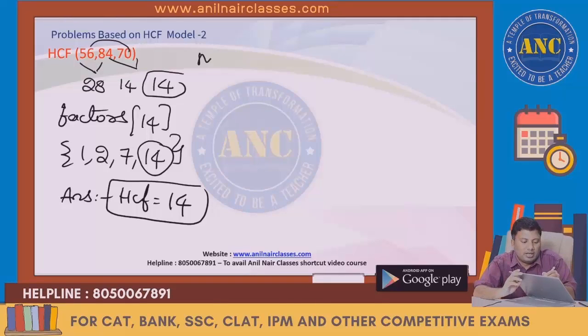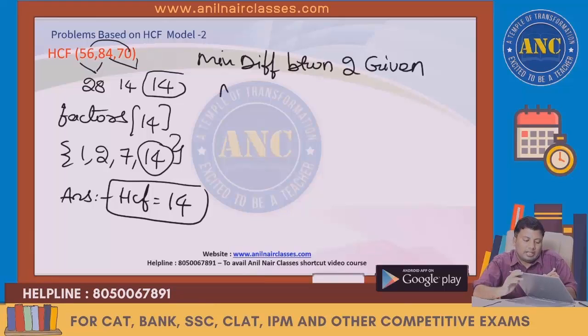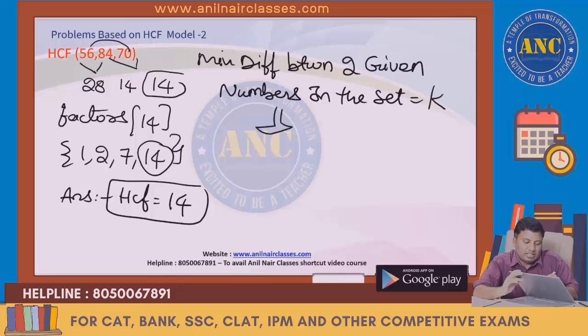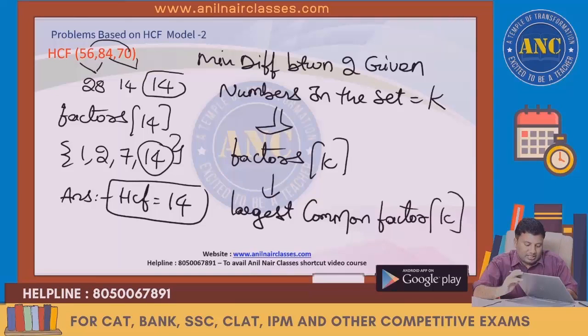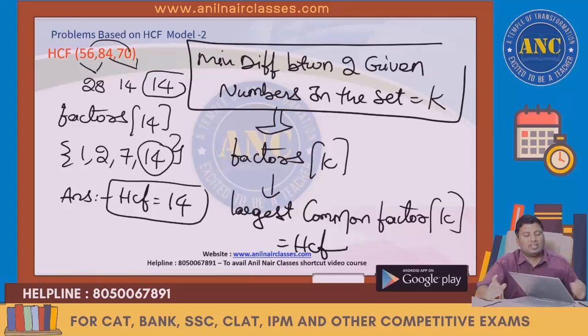Minimum difference method: take the minimum difference between two given numbers in the set. Let me call it k. Next, find the factors of k. Take the largest common factor of k. That itself is nothing but the HCF. Minimum difference between two numbers in the set. Very interesting concept we are going to discuss.